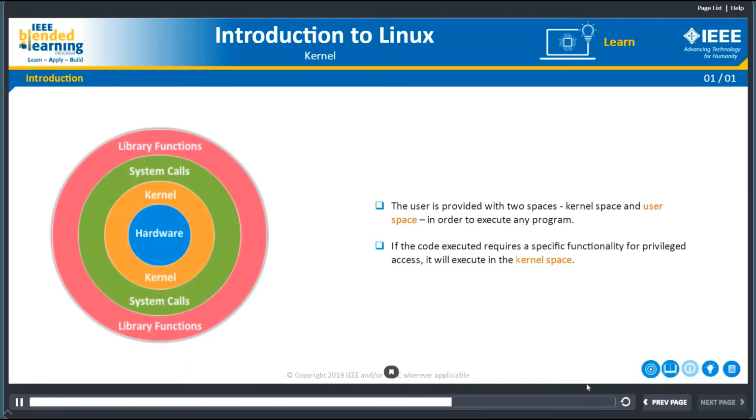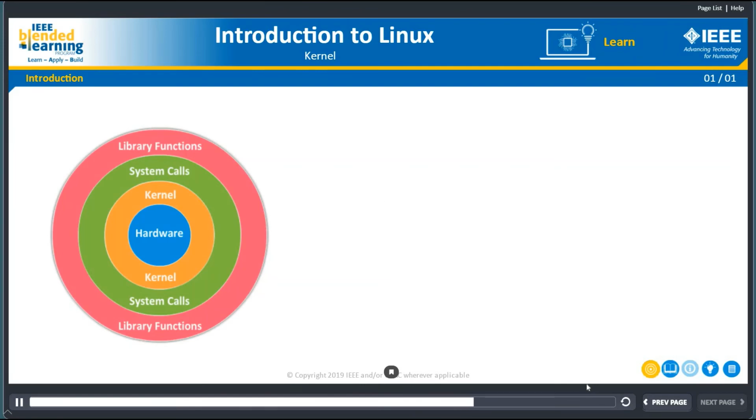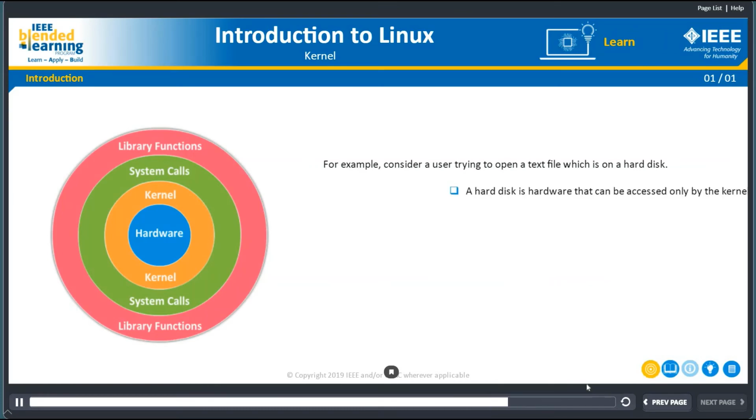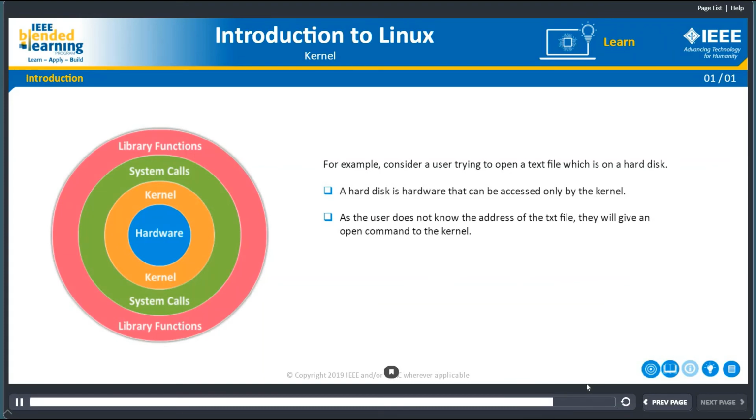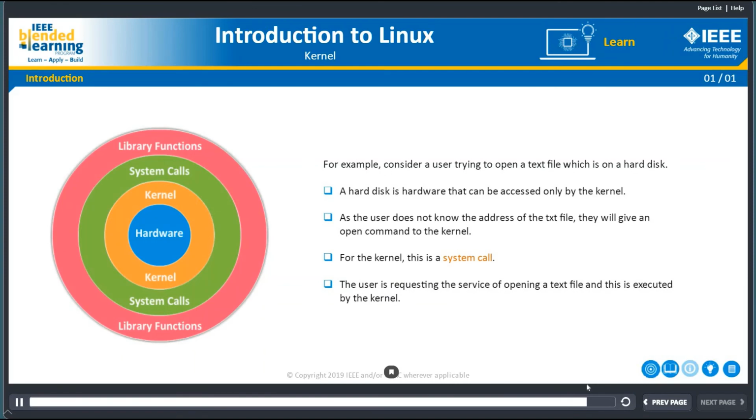Finally, let us discuss how processes can request the services of the kernel through system calls. For example, consider a user trying to open a text file which is on a hard disk. A hard disk is a hardware that can be accessed only by the kernel. As the user does not know the address of the text file, they will give an open command to the kernel. For the kernel, this is a system call. The user is requesting the service of opening a text file, and this is executed by the kernel.